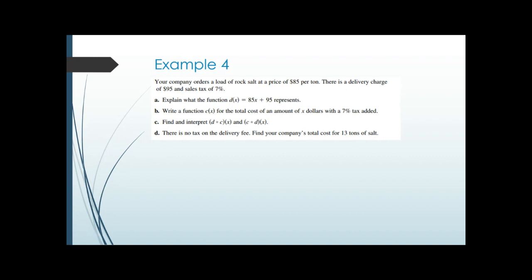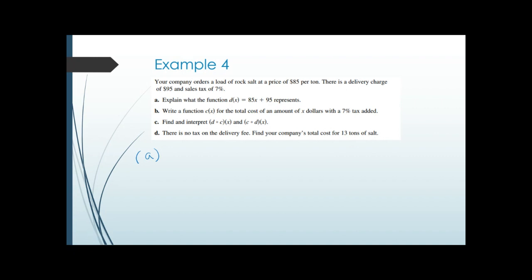Your company orders a load of rock salt at a price of $85 per ton. There's a delivery charge of $95 and sales tax is 7%. This example is great because we're also explaining what everything means. It's not just, okay, we have these equations, but what does this mean? We've got parts A, B, C, and D. Let's look at part A. Explain what the function d of x equals 85x plus 95 represents.